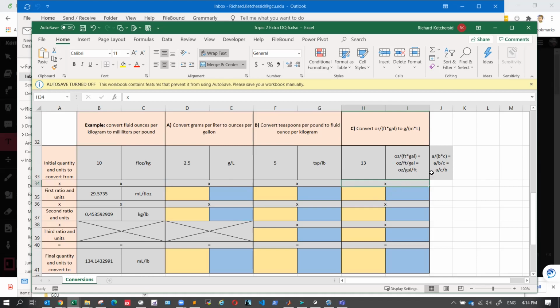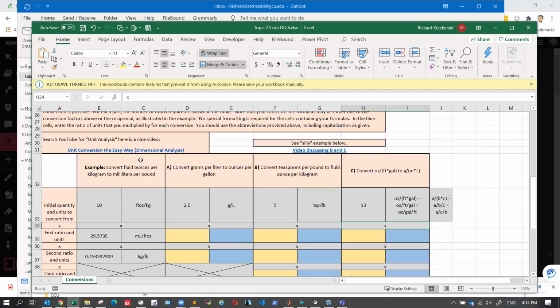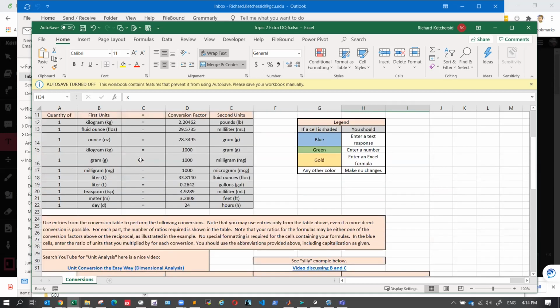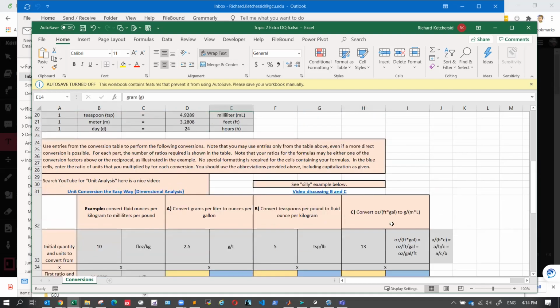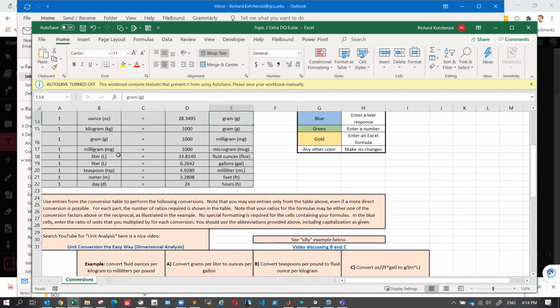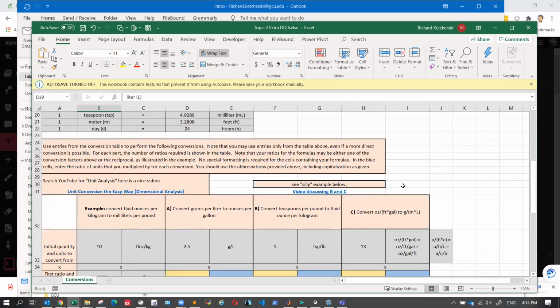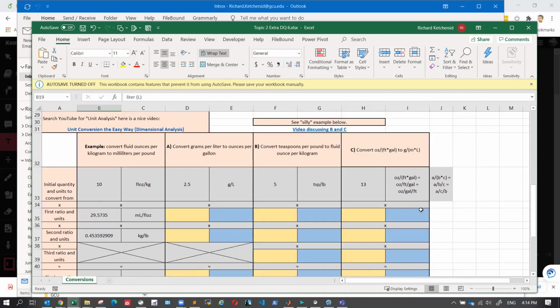So we need to get from ounces to grams, from feet to meters, and from gallons to liters. Let's check our table to see that we have those things. I'm pretty sure we do. Ounces to grams are here, feet to meters are obviously there, and gallons to liters are right here. So I have all those things in my table, okay?